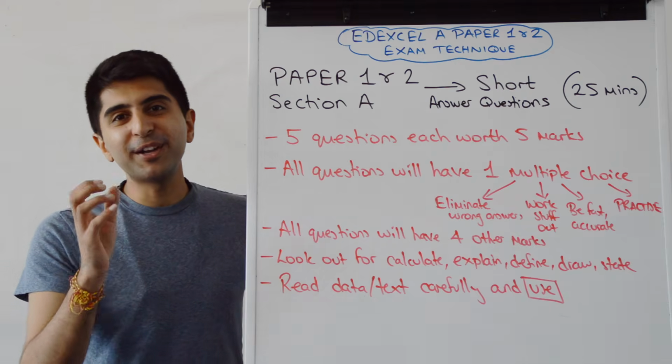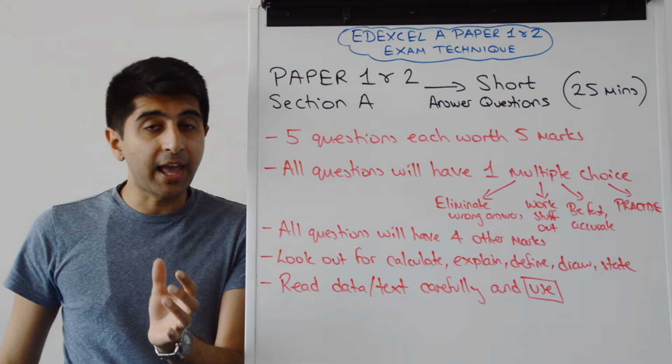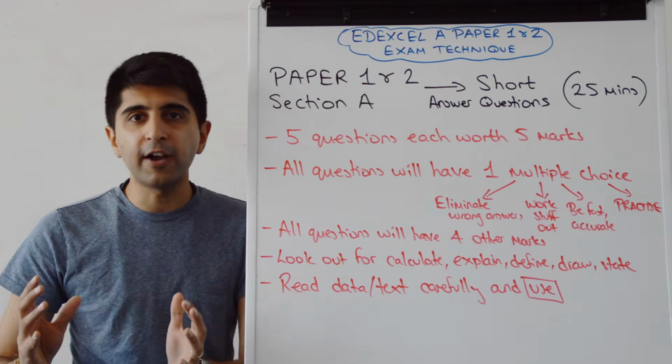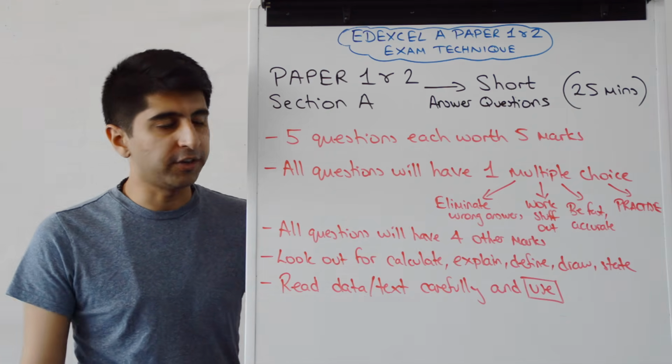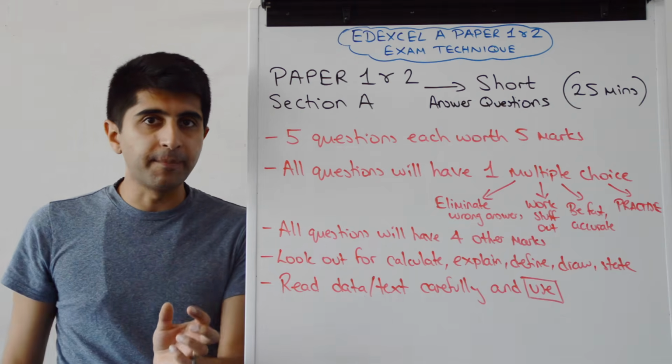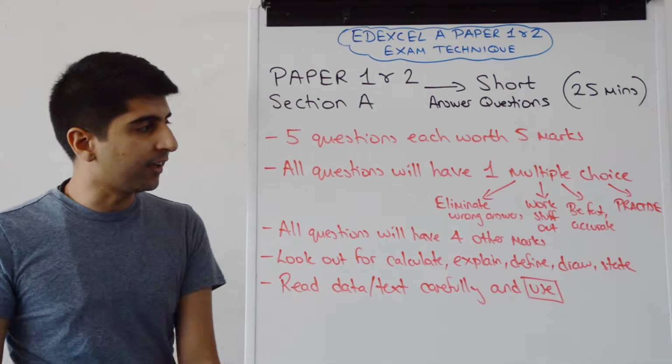Hello Edexcel students, we're looking at paper 1 and paper 2 and we're in section A. Section A consists of 5 short answer questions. You're going to have 25 minutes in total to answer these questions. So there are 5 in total. Each question overall is going to be worth 5 marks. So we're looking at 25 marks in section A.